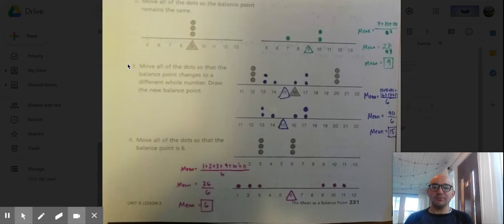Okay, now problem 3, we're going to move all of the dots so that the balance point changes to a whole different number. So the first thing you have to do here before you get into drawing is choose what your balance point would be first. I went ahead and jumped into 15 as my choice. You can choose any number on this.